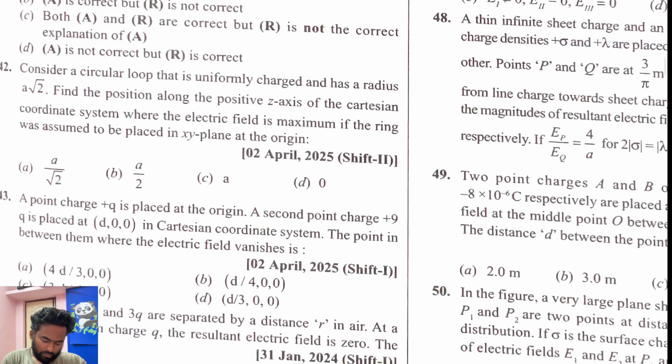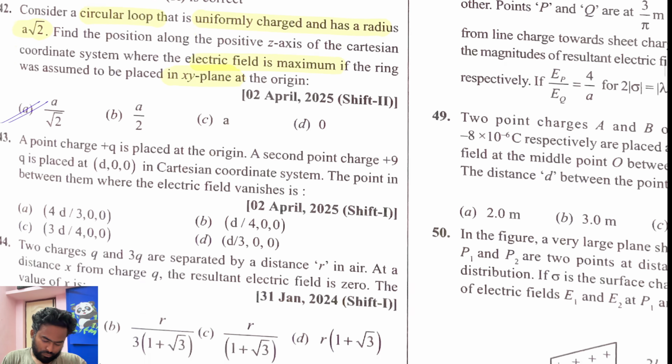Next one. A circular loop that is uniformly charged and has radius a root 2. Find the position along the positive z axis of a Cartesian coordinate system where the electric field is maximum, if the ring is assumed to be placed in the xy plane. So direct answer: A by root 2.